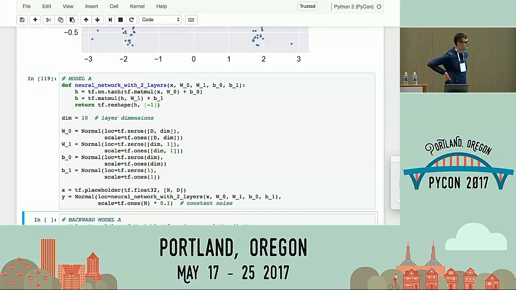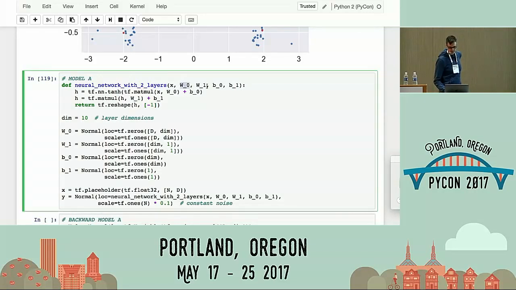And I will define a neural network with 2 layers. And 2 layers means we have in total 4 different kinds of parameters. We have weights, and we have biases or intercepts. And there's this nonlinearity here. This is tanh, tangent hyperbolic. And we have some matrix multiplication, and then there's some madness going on for reshaping this.